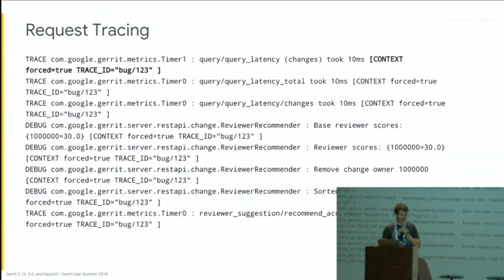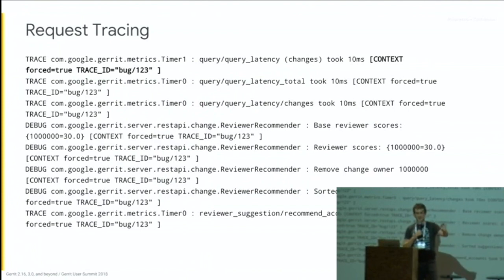This is a sample from actual live code when I ran this request. You can see that doing a query took 10 milliseconds, and it has this thing that Flogger calls a logging context. So there are strings you associate with the logging context. It has trace ID bug 123, so you can search for that in your logs. Everything with that trace ID is related to this request, and only the things that are related to this request or to manually traced requests actually show up in your logs.